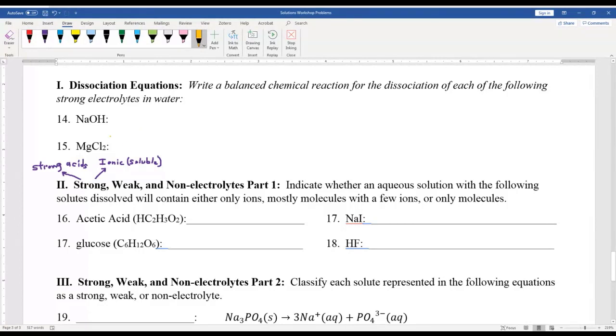Alternatively, the weak electrolytes would be your weak acids and bases. These contain both molecules and ions. But if you're trying to identify if something would be a strong electrolyte, a weak electrolyte, or a non-electrolyte, well, your strong electrolyte is either going to be a strong acid or an ionic compound, and your weak electrolytes are going to be weak acids or weak bases.